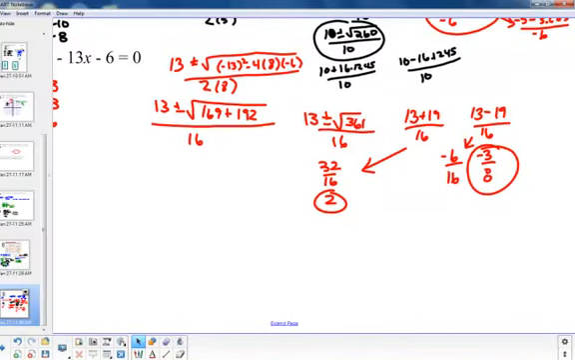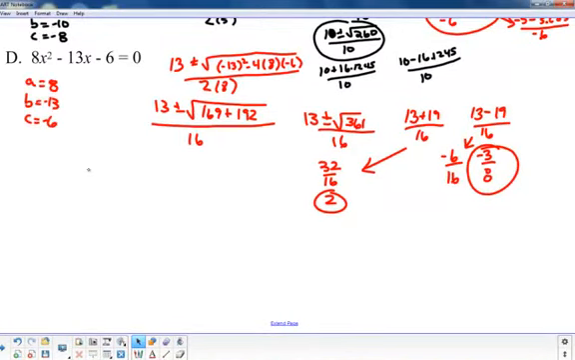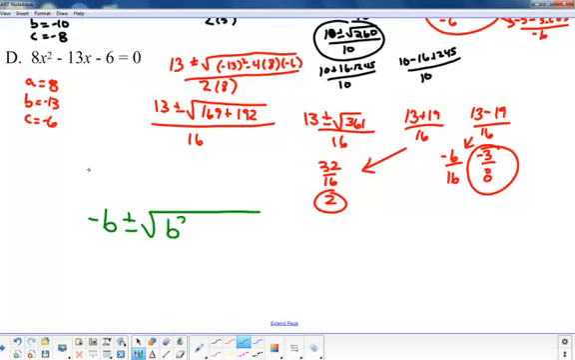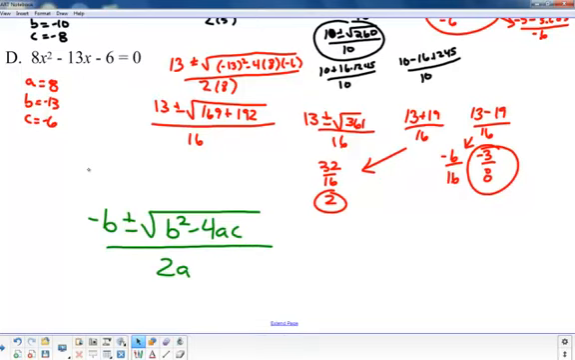And that is the quadratic formula. I'll write it one more time. Negative b plus or minus square root b squared minus 4ac divided by 2a. And a catchy song tomorrow to hopefully make you remember that and get excited.